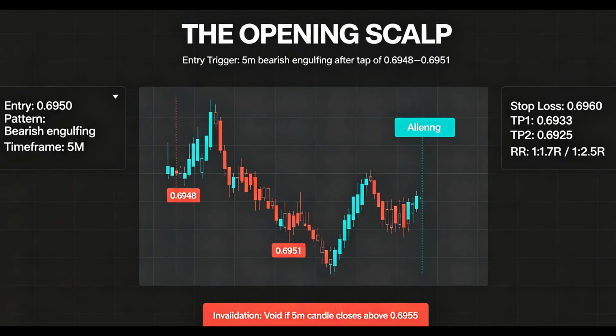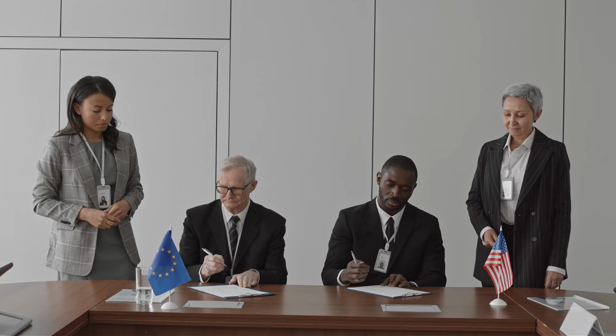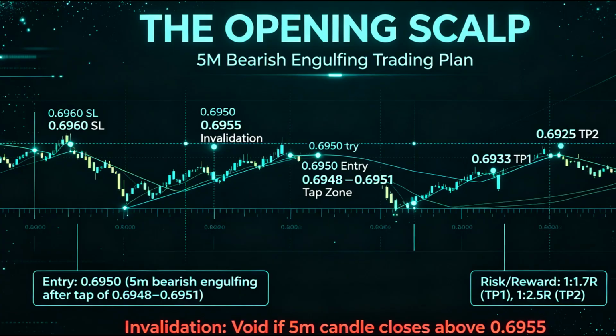Your first take profit is 0.6933, right at S1, that's a 17 pip move, giving you a risk reward of 1 to 1.7. If momentum accelerates, you can trail to TP2 at 0.6925 for a 25 pip gain. This scalp is instantly voided if a 5-minute candle closes above 0.6955 with conviction. Be nimble. If price spikes to 0.6950 and just churns, don't force it. Wait for the engulfing.